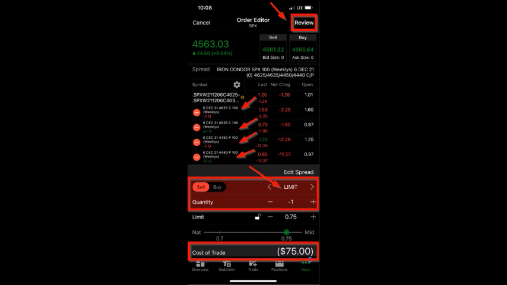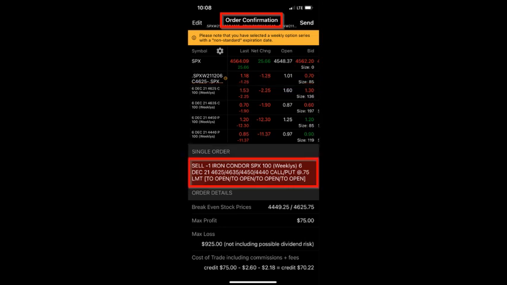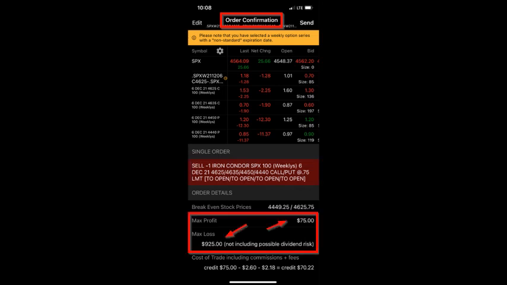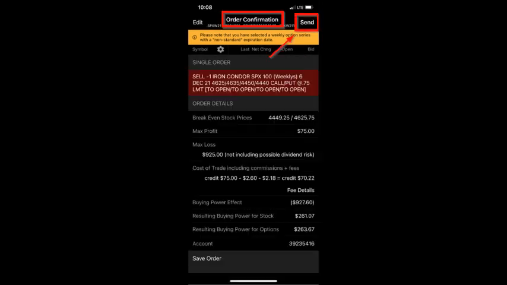Now we will get to an order confirmation screen and see the 4 legs of the trade with the current prices. We will see the trade in layman's terms. We will also see the max profit and max loss. And we will see the fees of the trade, which are $2.60 and $2.18, totaling $4.78 in fees. If everything looks good, tap send.